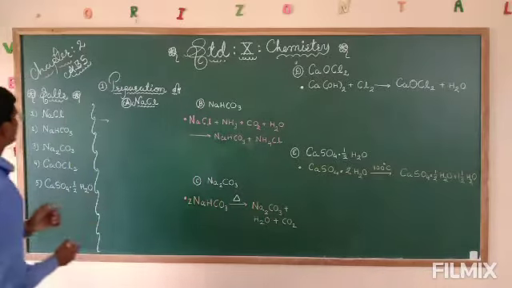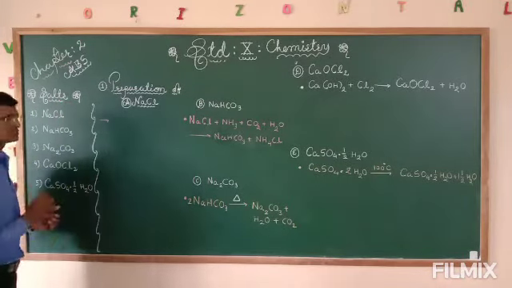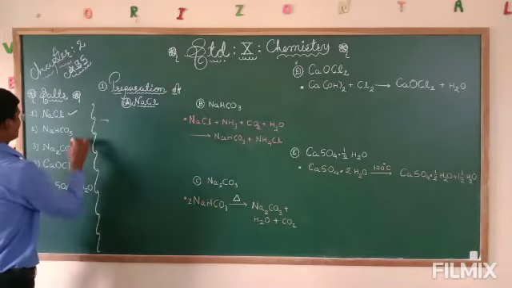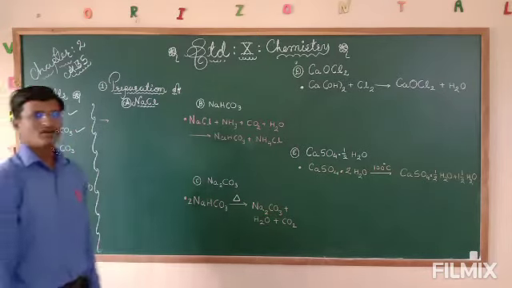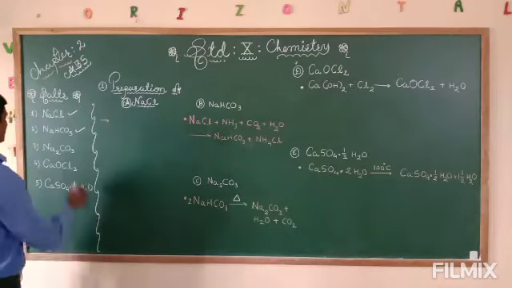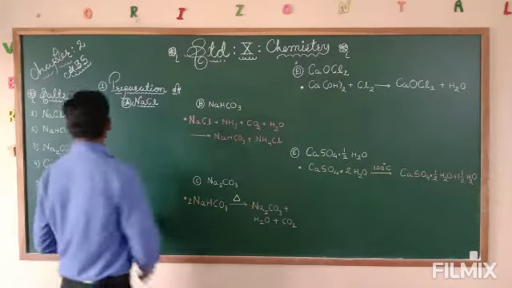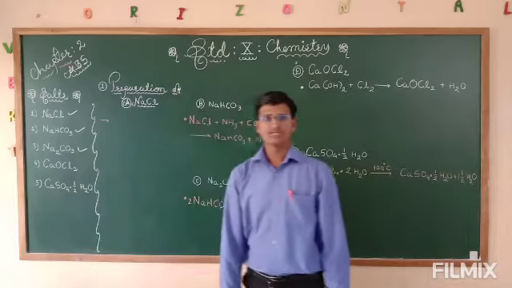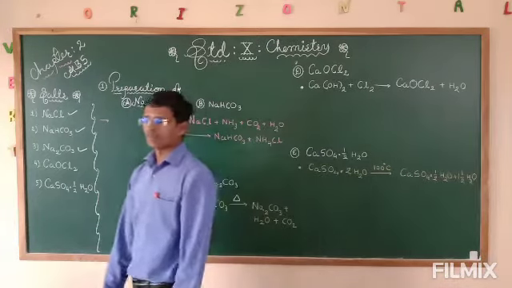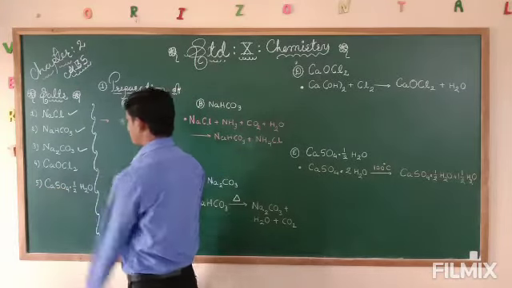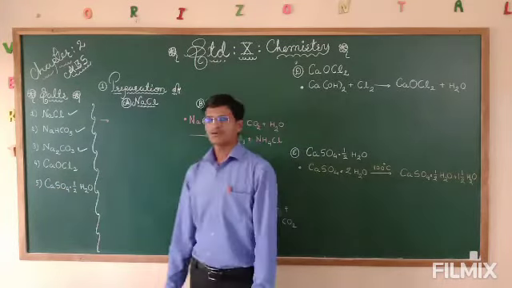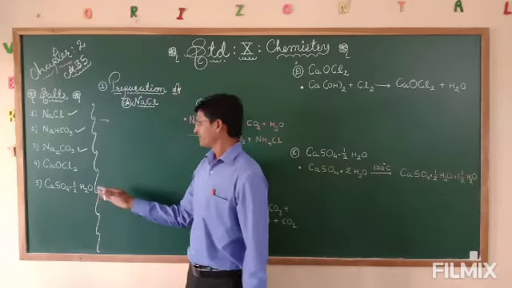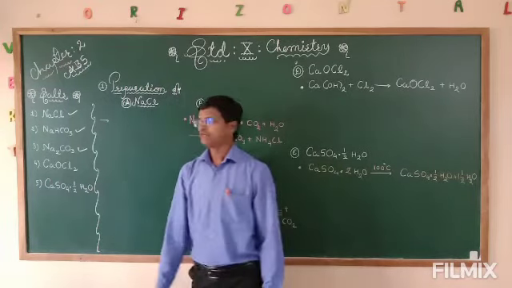Here today in this video I am going to discuss the important salts, the common salts we generally use, that is NaCl, sodium chloride; NaHCO3, sodium hydrogen carbonate or sodium bicarbonate; then Na2CO3, sodium carbonate; then CaOCl2, that is bleaching powder or calcium oxychloride; and last CaSO4 into half H2O, that is plaster of Paris, POP, or we call it calcium sulfate hemihydrate.